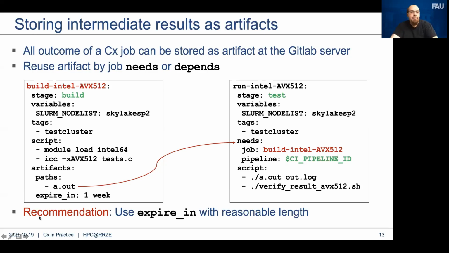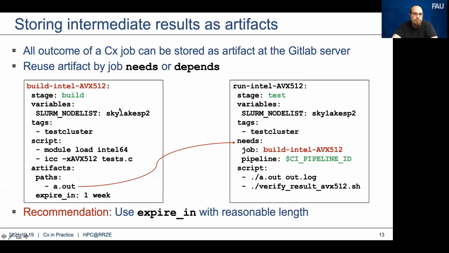And you build some dependency chain by using job needs or depends. So here we see exactly that. We have a build job that builds with an Intel system for AVX 512. And then we have a run job, which is in the test stage, and it needs stuff from this build job. Let's look at the two parts again.